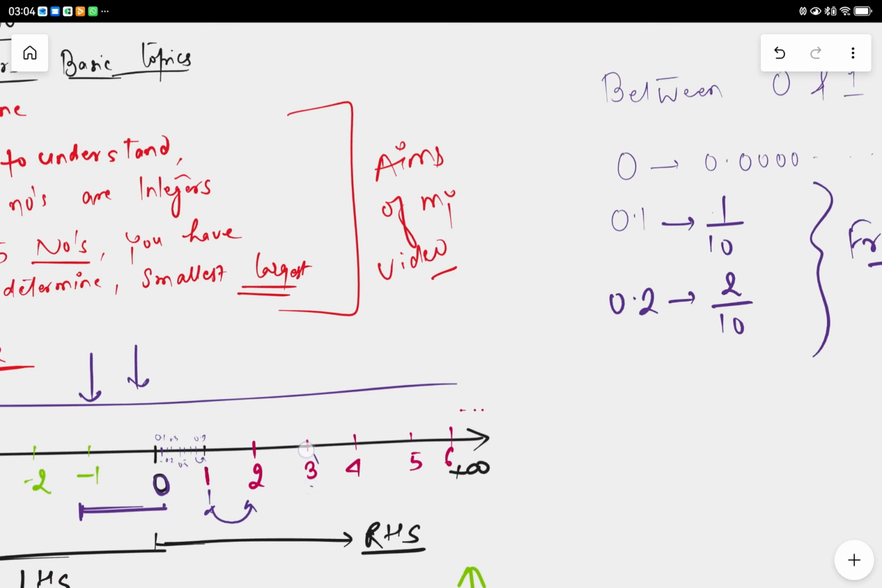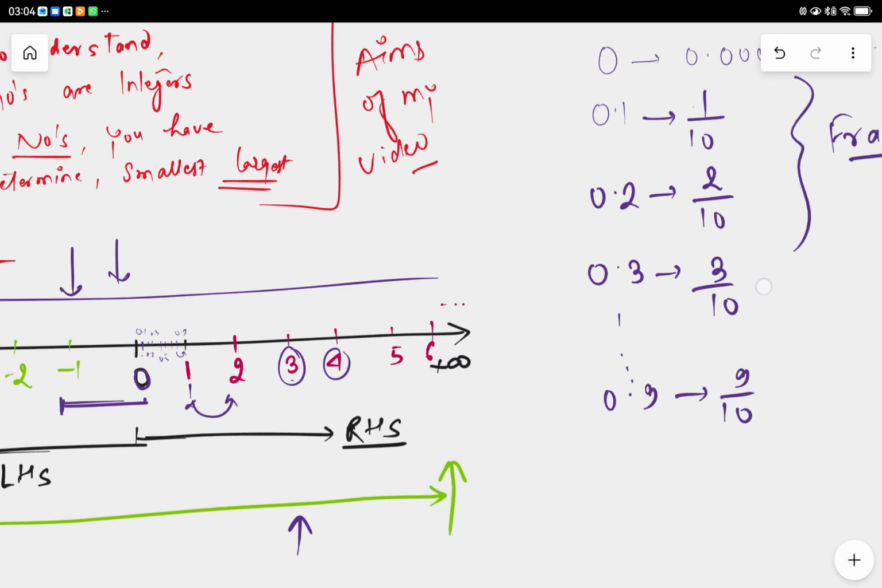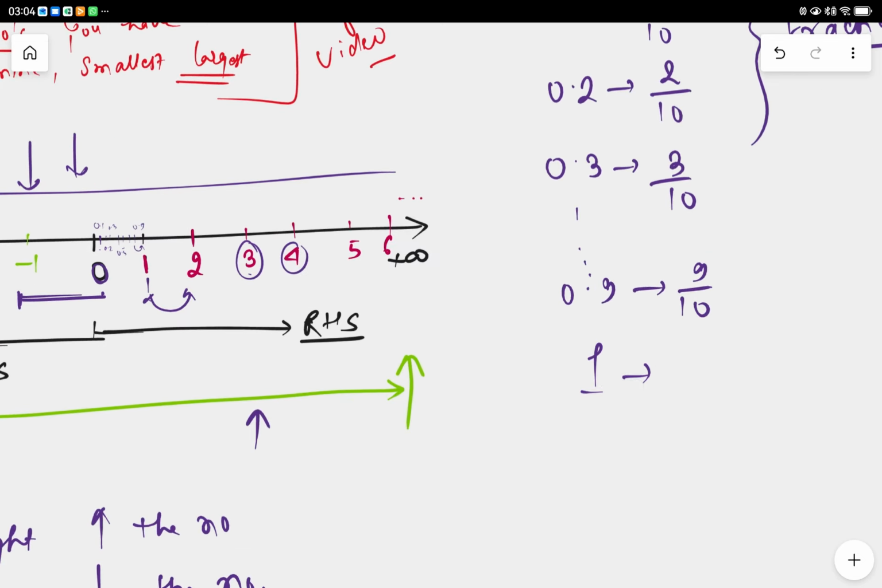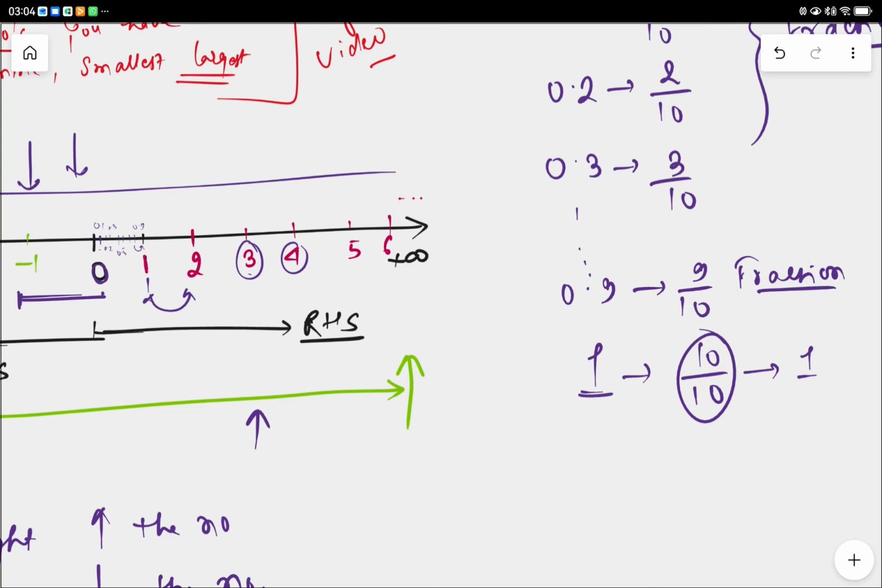1, 2, 3, these are integers. So 0.3 becomes 3 by 10. In the similar fashion, if you keep doing, 0.9 becomes 9 by 10. Very nice. And 1 can be written as 10 by 10. Very good. So if you see, this is a proper fraction and that becomes 1. This is a fraction, and hence you can see now how 1 can be written in the decimal system.